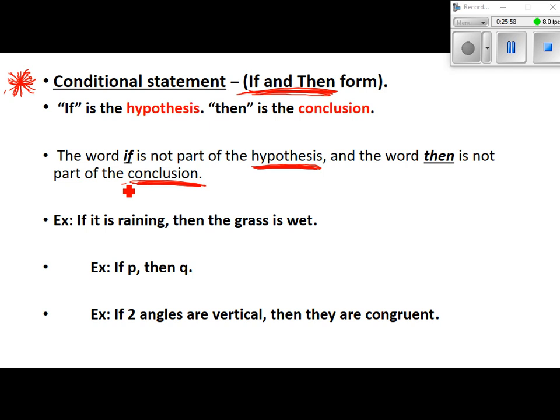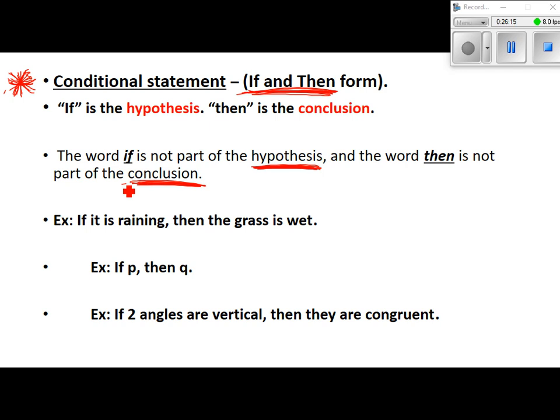The hypothesis does not include the word if. The if stays there all the time. That's not the hypothesis itself. It just shows you where the hypothesis is. So then the same thing: it's not part of the conclusion, it just shows you where it's at.